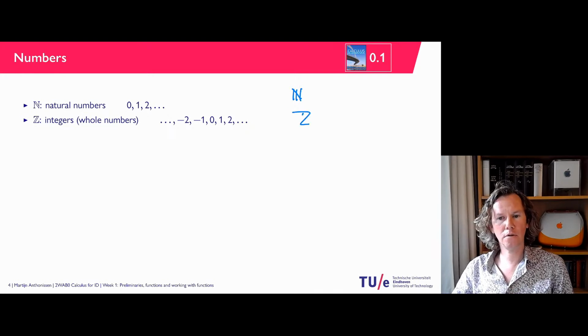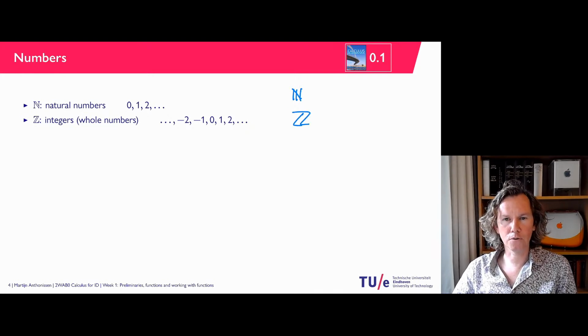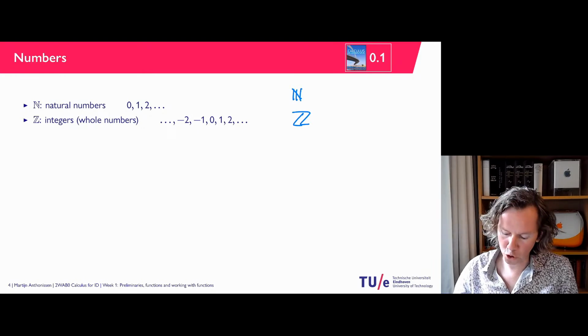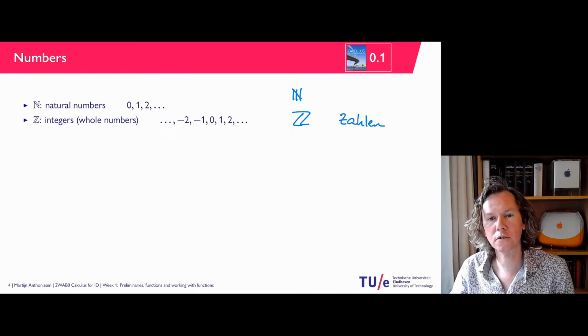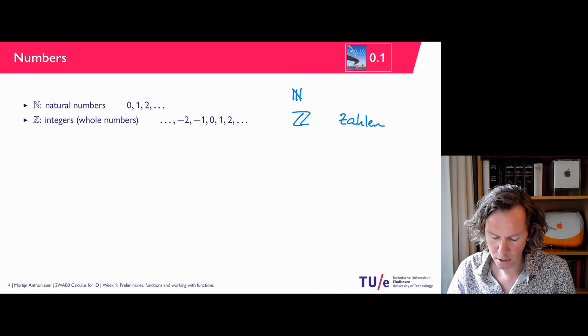And if you think about it, why is that called Z? That's from the German word. So in German, the integers are called Zahlen. So that's written with Z, and that's why we denote integers with Z.